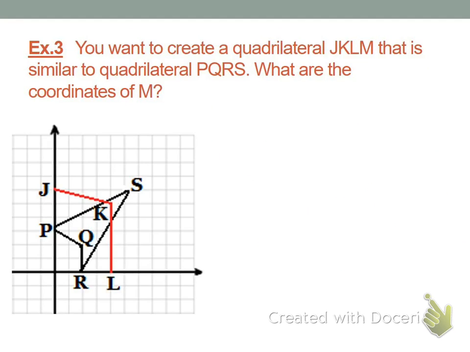Example 3, you want to create a quadrilateral JKLM that is similar to quadrilateral PQRS. What are the coordinates of M? Okay, so let's just kind of talk about a plan here. What's one thing that we could figure out from what they've given us already that would help us?